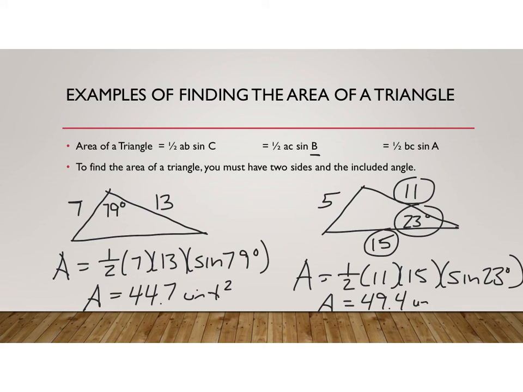So a very simple formula for the area of a triangle that you can use anytime you've got two sides and the angle between them, or the included angle. Then it's just 1/2 times the side times the side times the sine of that particular angle.